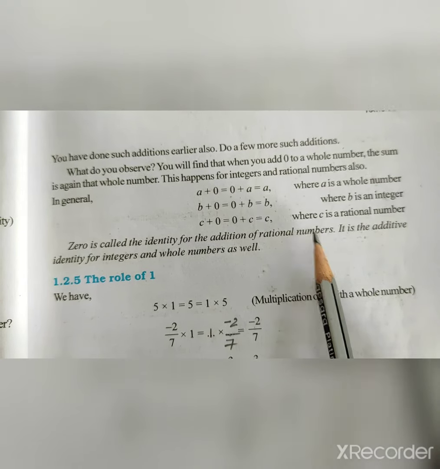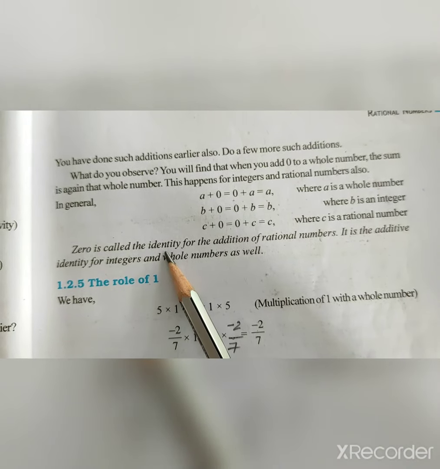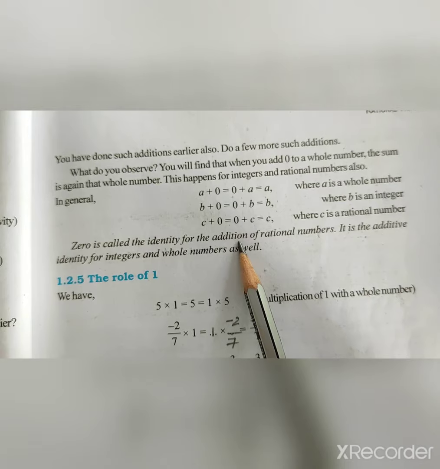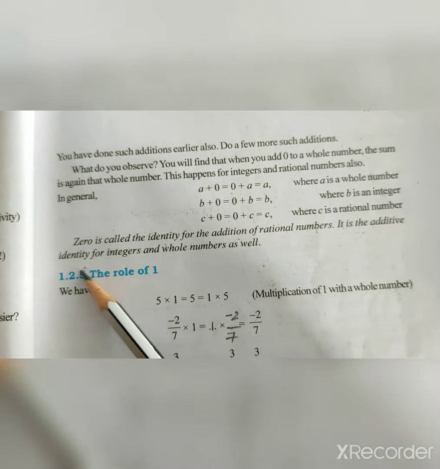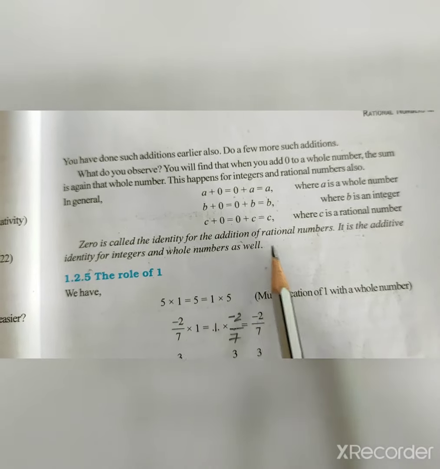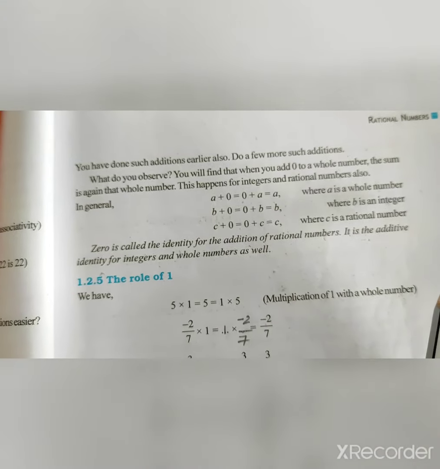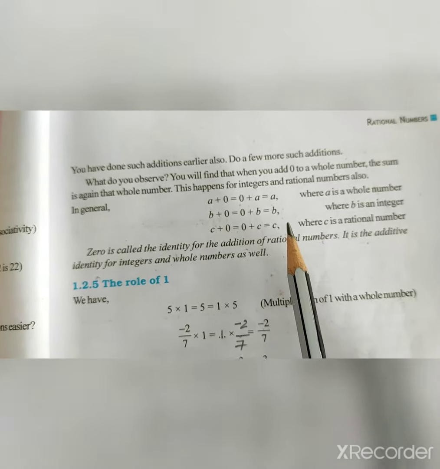What is it called? Identity for the addition. It is the additive identity for integers and whole numbers as well. That means for all. 0 is called the additive identity for natural numbers too, but in natural numbers we never take 0; still, when we add in the natural numbers we get a natural number again. So for whole numbers, for integers, for rational numbers.